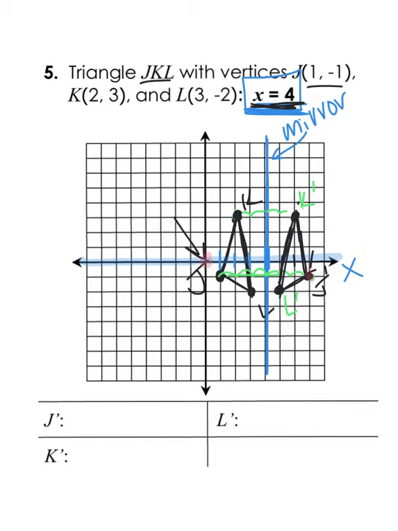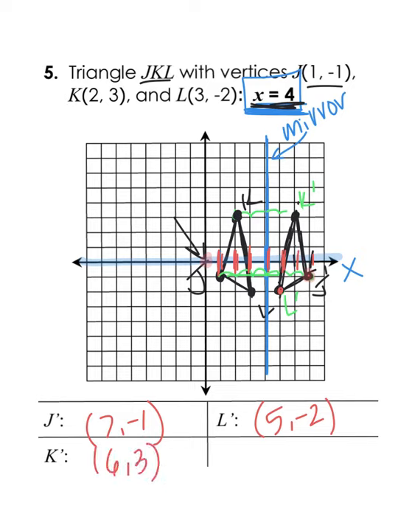So where is J prime? Well, let's go back. So 1, 2, 3, 4, 5, 6, 7, and down 1. So J prime is 7, down 1. L prime is right here. So where's that? 1, 2, 3, 4, 5, and down 2. And then K is over 1, 2, 3, 4, 5, 6, and up 1, 2, 3.